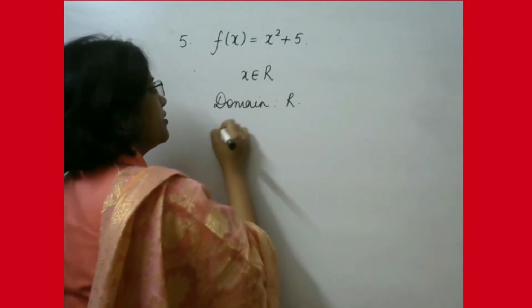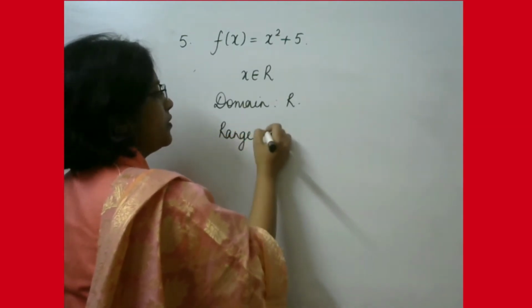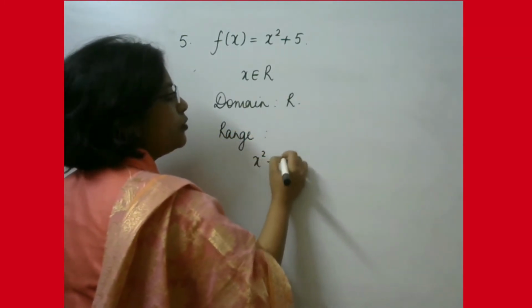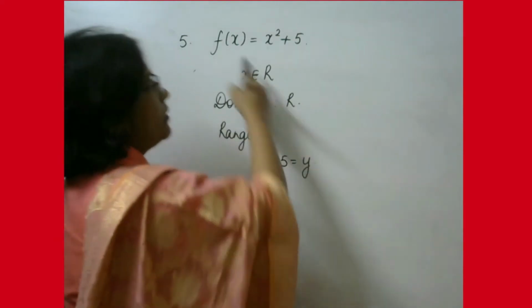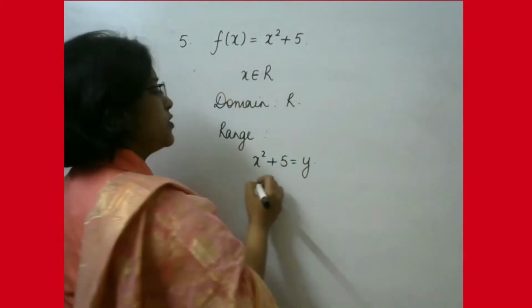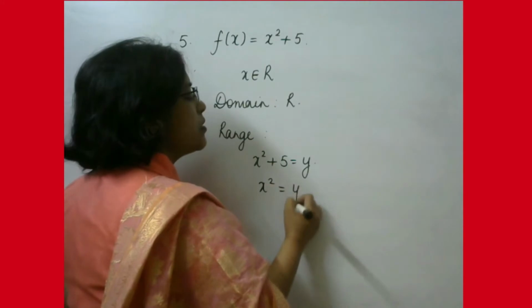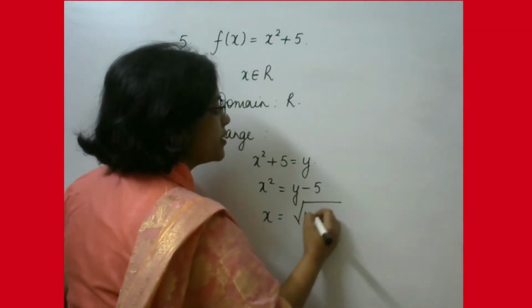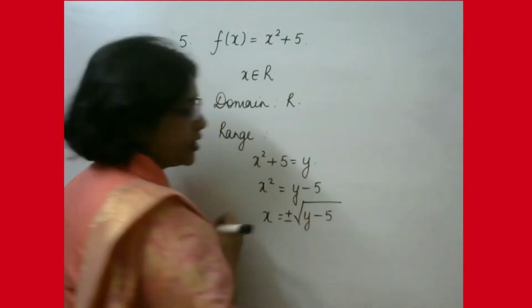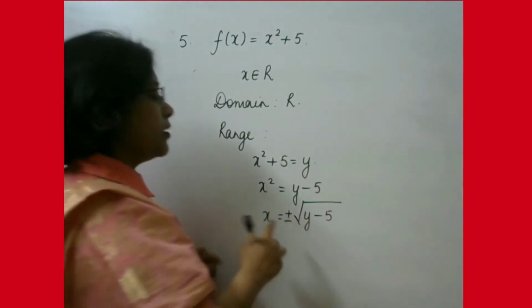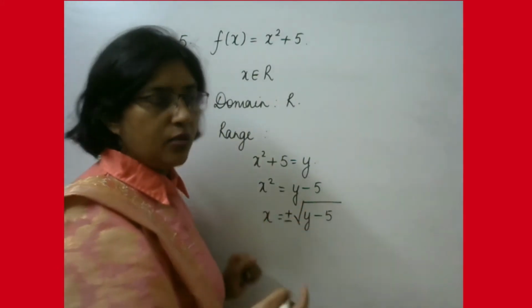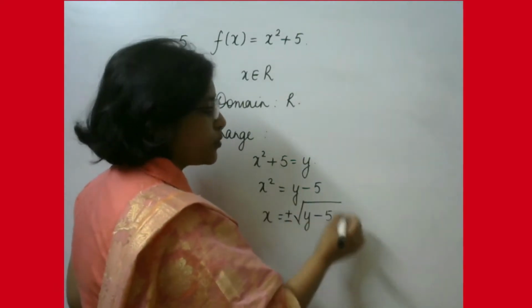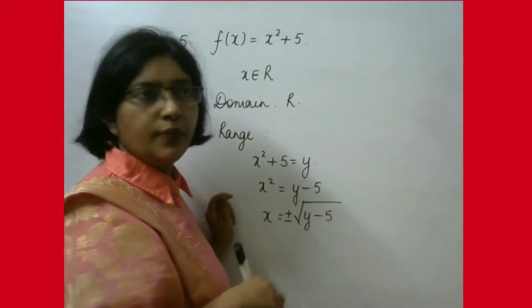In order to find the range, we will have to equate f(x) to y. So we have x square is y minus 5, and what is x? Root of y minus 5, obviously positive or negative, any root will do. Now since we got a square root, we have to think about which values of y are allowed in here.